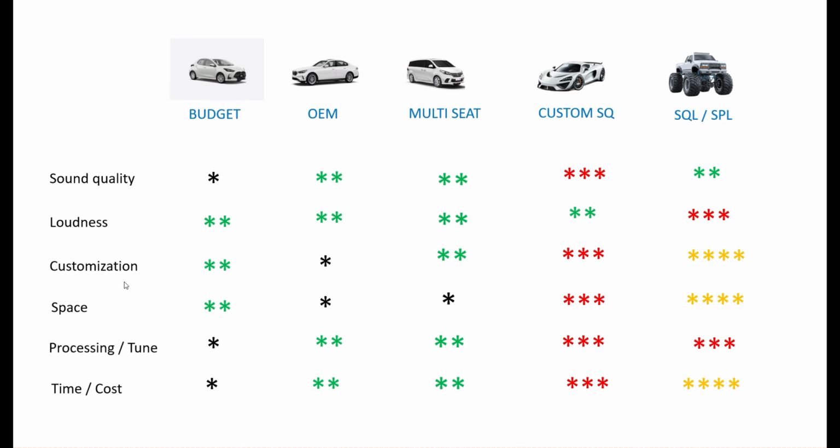And if you build a multi-seat tune, you can get a multi-seat tune in an OEM system, but it's not going to sound as good as a system that's designed specifically with that goal in mind, where you have specific speaker aiming and specific speaker location, things like that, designed for a true multi-seat experience, right?